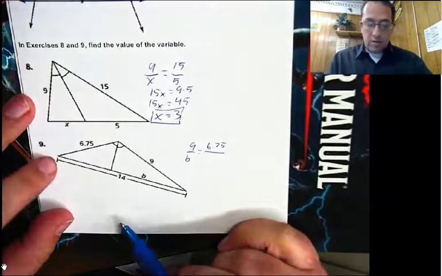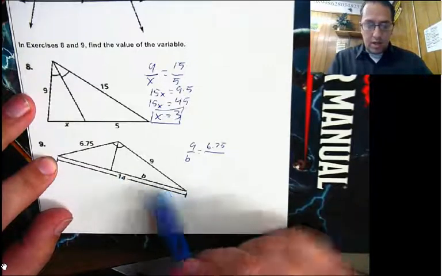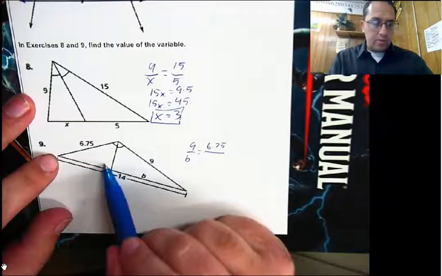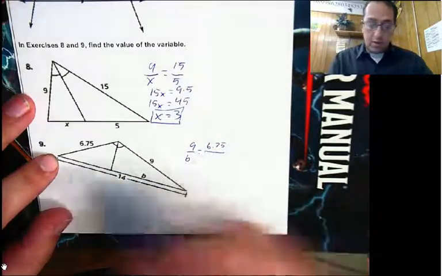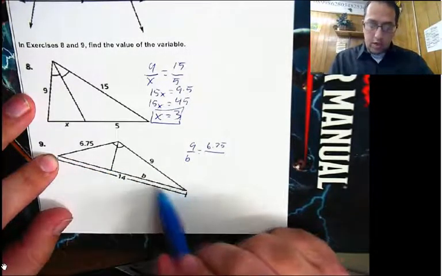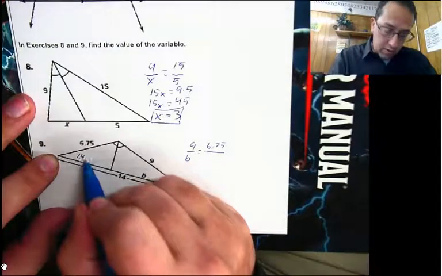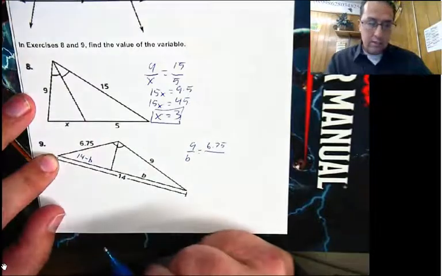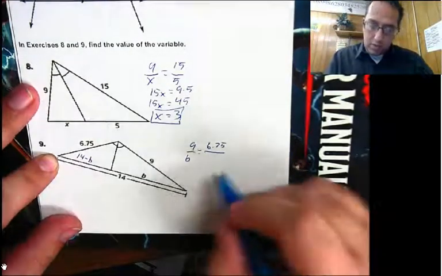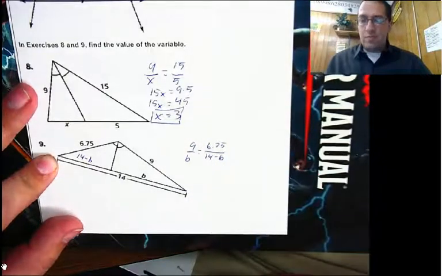So what we have to do is say, well, if the entire thing is 14 and this much is b, how long is this piece here? Because that's what I need. That's what I have to put right there. It's just this piece. Well, the whole thing is 14 less this part is going to give me this piece. So this is going to be 14 minus b. And so that's what I'm going to put right here. 14 minus b, which makes this a little bit more complicated.